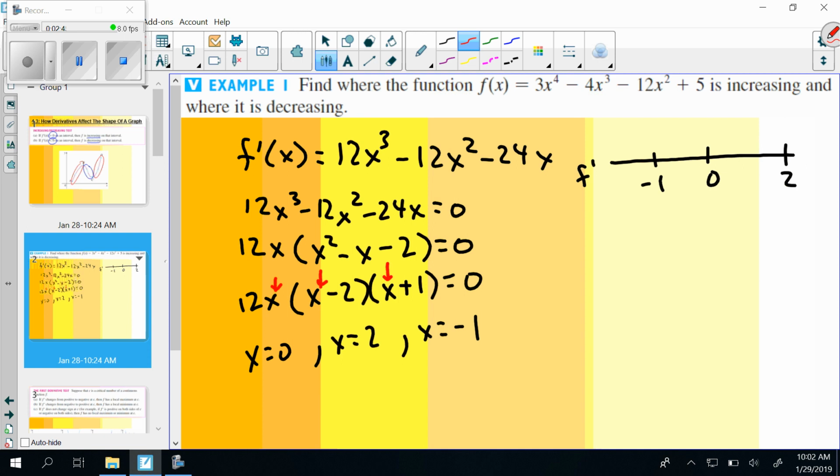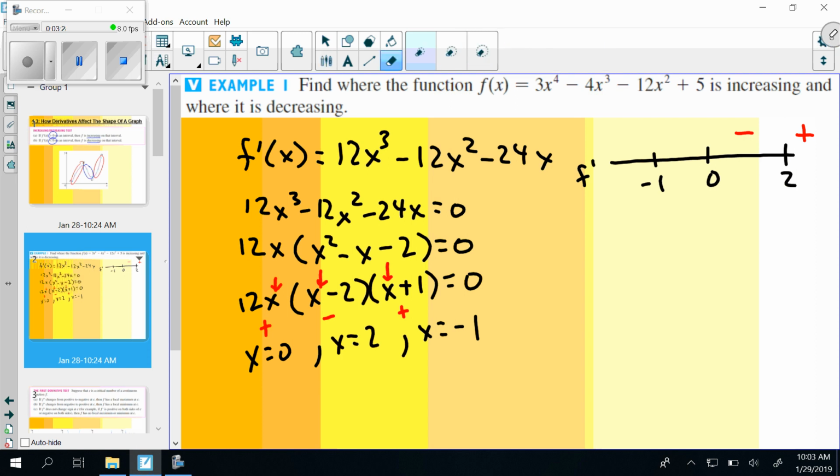Well, if we put 3 in this first one, we're going to get a positive value. If we put 3 in for that middle one, 3 minus 2 is 1, that's a positive value. 3 plus 1 is also a positive value. If we multiply 3 positives, this is going to come out to be a positive slope, or increasing. Okay, now let's pick a number in between 2 and 0, like 1, and see what happens at 1. Well, at 1, this will be positive. 1 minus 2, though, now that's negative. 1 plus 1 is 2, that's a positive number. If we multiply 2 positives and a negative, there's going to be a negative value there, or decreasing slope.